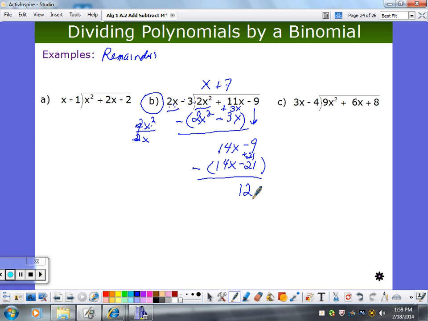12. That's my remainder. How do remainders work? You take the 12 and you put it over the divisor. But you have to put a plus. We didn't have to do this with numbers, it was kind of understood. With these we do. And there it is.